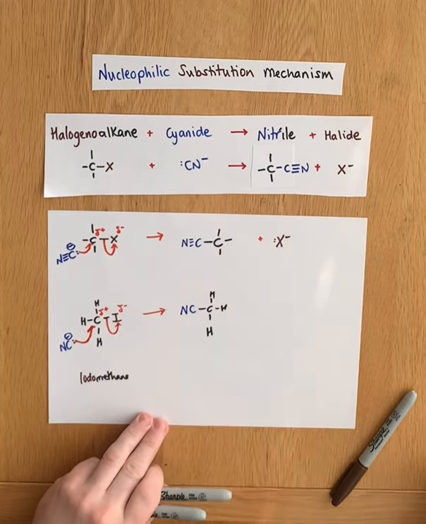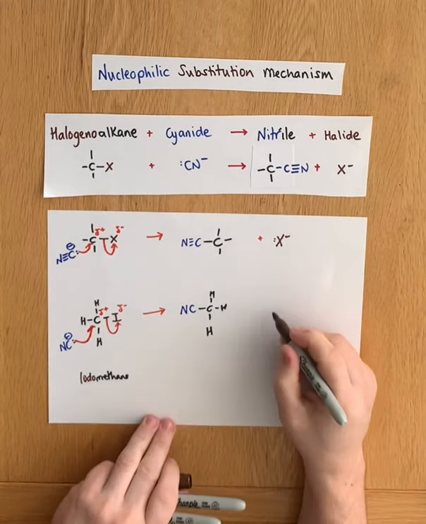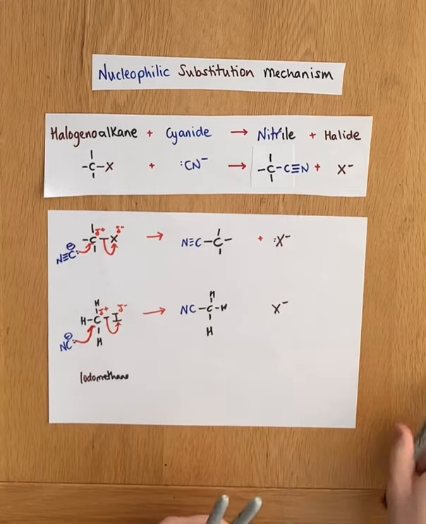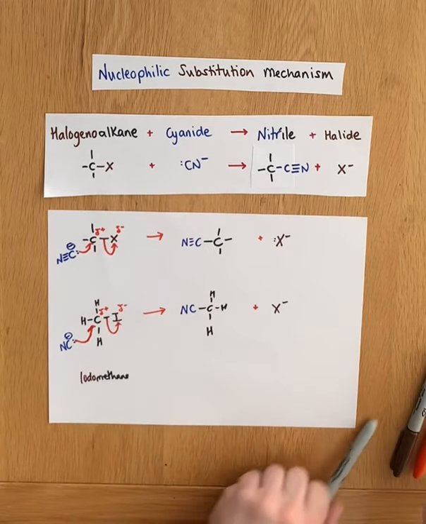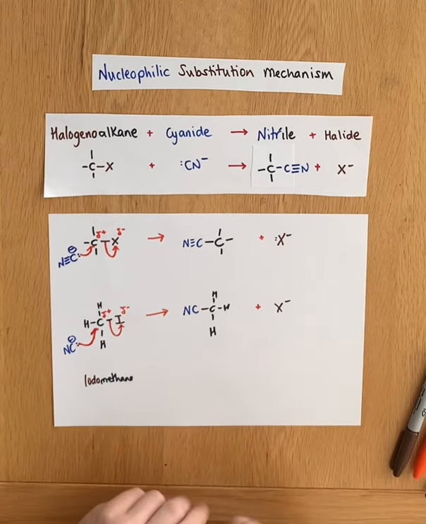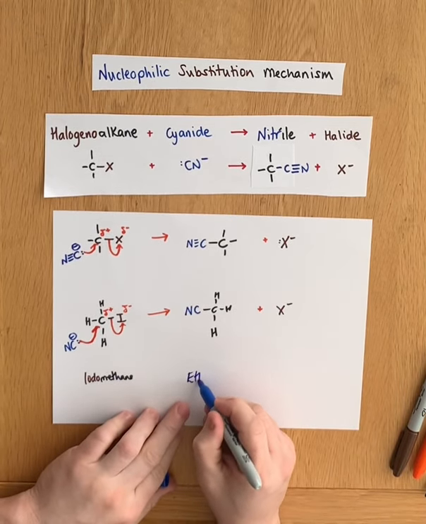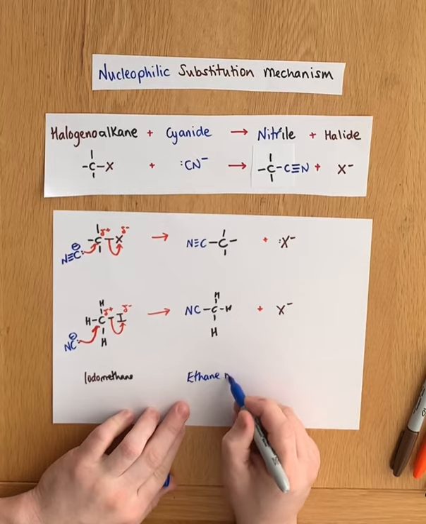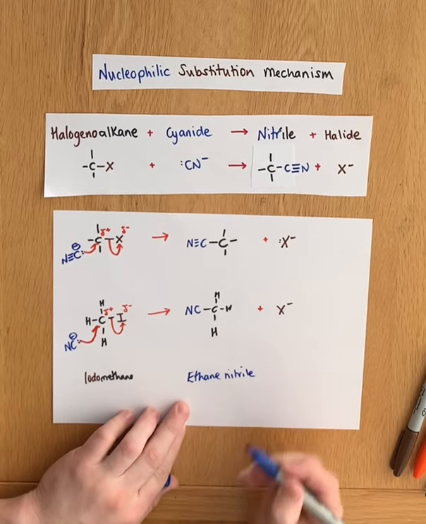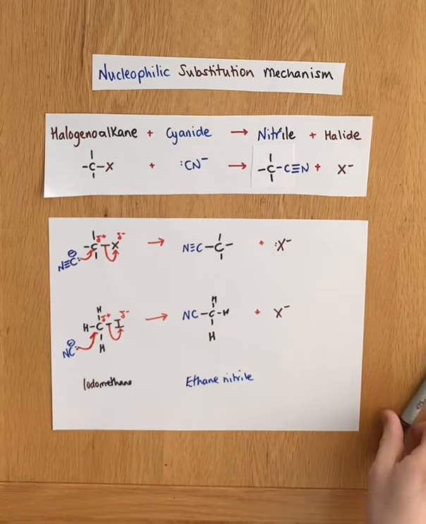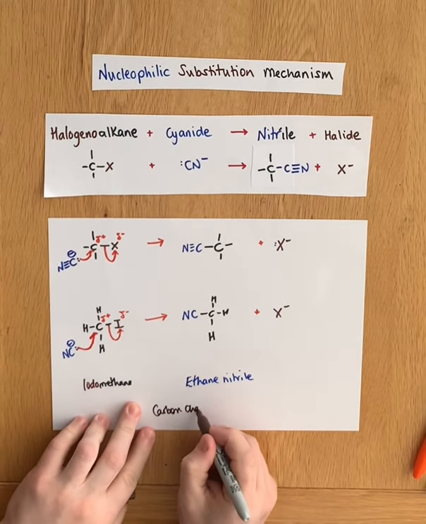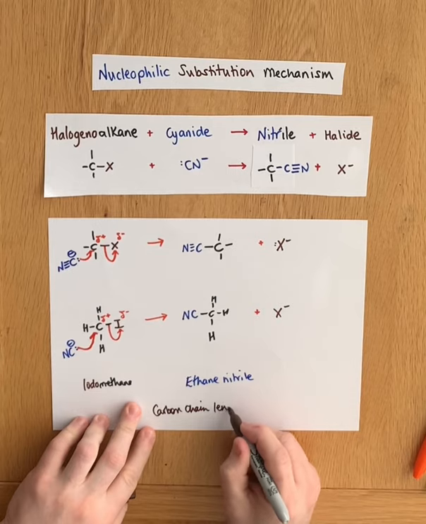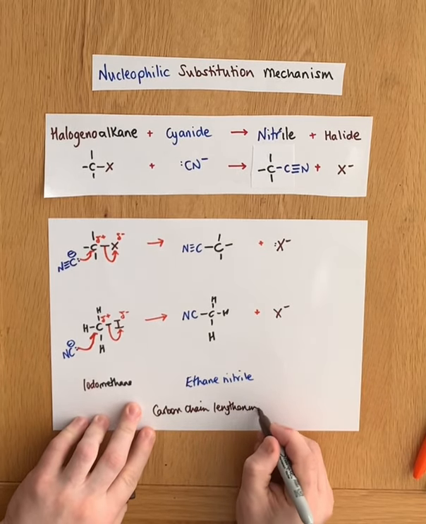Now this reaction is very important because, as you may notice, my organic species that I've produced contains one extra carbon. So it is ethanenitrile. This is a very important carbon chain lengthening reaction.